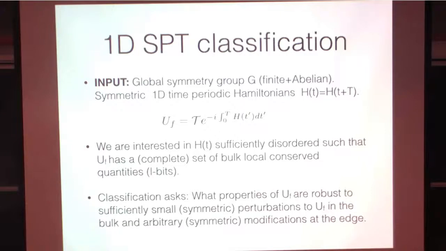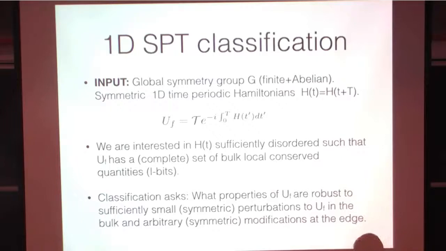So, moreover, I will specialize to a situation where H is so disordered that this Floquet unitary has a complete set of local conserved quantities in the bulk. I haven't told you that you can make this. You can always make a Hamiltonian sufficiently disordered such that you have a complete set of local integrals of motion in the bulk. There are various analytic arguments, for instance, by Dima, and numerics which support the idea that if you do make H sufficiently disordered, you can get this complete set of conserved quantities in the bulk. So our classification scheme asks what properties of this Floquet unitary are robust to sufficiently small perturbations to U, which preserve the global symmetry.